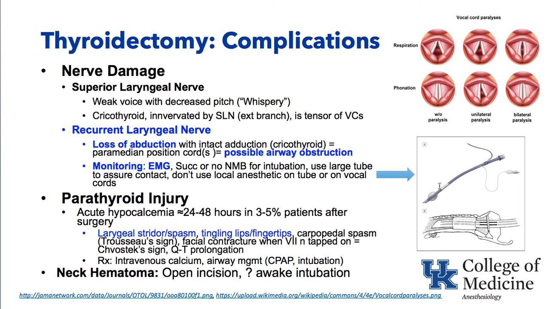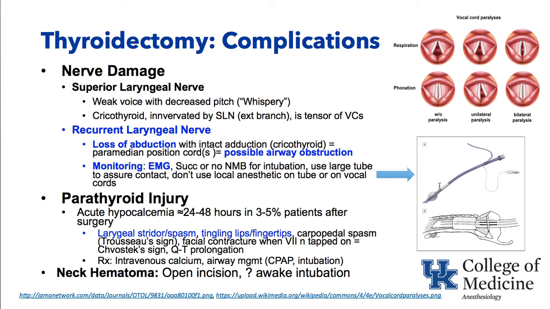Now, some complications of thyroidectomy. Nerve damage, parathyroid injury, and neck hematoma are the ones to be discussed here. Let's look at nerve damage first. Remember that the superior laryngeal nerve supplies the cricothyroid muscle via the external branch of that superior laryngeal nerve, and it's a tensor of the vocal cords, the cricothyroid. If the superior laryngeal nerve is damaged, the patient tends to have a weak voice, decreased pitch, and it's been classically called a whispery voice after injury to the SLN, superior laryngeal nerve.